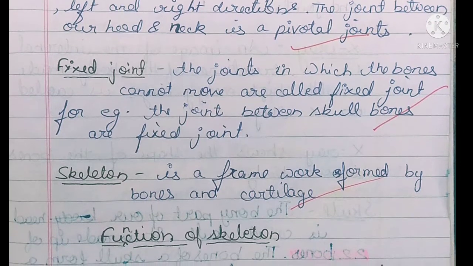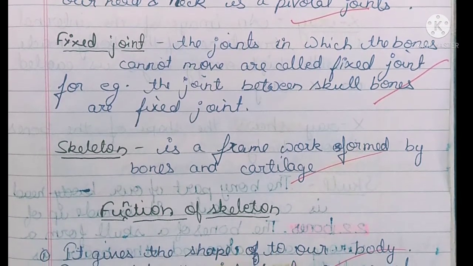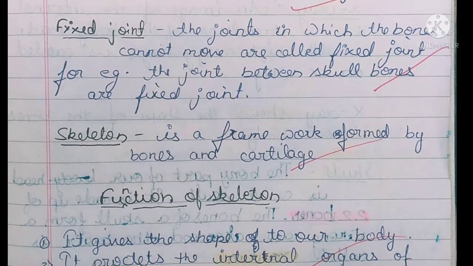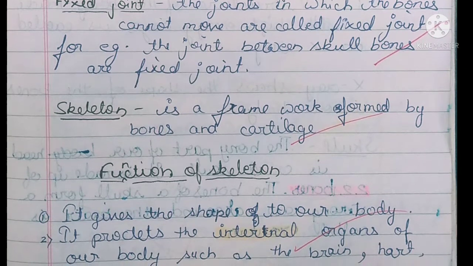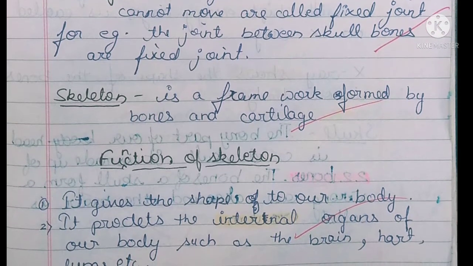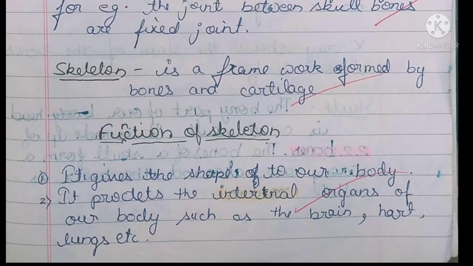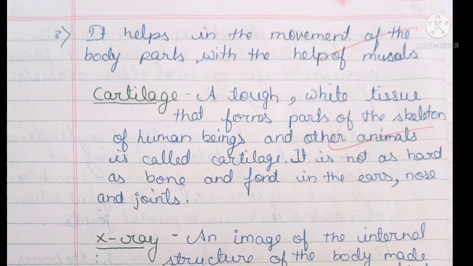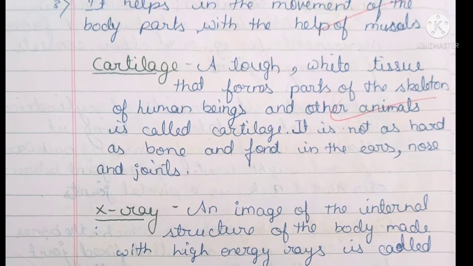Skeleton. Skeleton is a framework formed by bones and cartilage. Functions of skeleton. 1. It gives shape to our body. 2. It protects the internal organs of our body such as brain, heart, lungs, etc. 3. It helps in movement of body parts with the help of muscles.